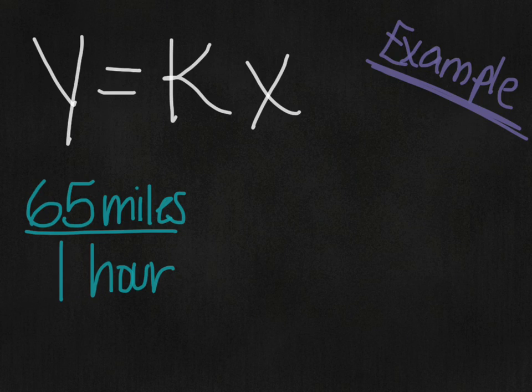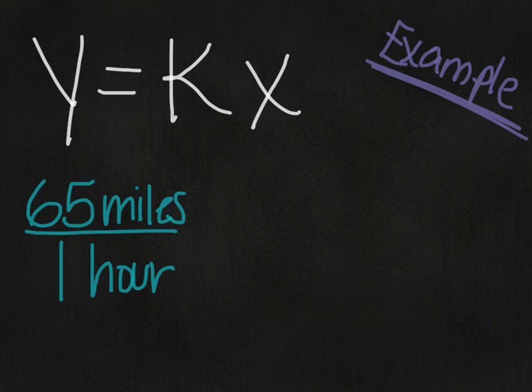So let's do an example. Let's remember our equation. Our equation is y equals k times x, or y equals kx, and k represents the constant of proportionality. So let's take a unit rate. This is a unit rate because the denominator is 1 and it compares two quantities, miles and hours. And our unit rate says 65 miles per hour. And I need to write that as an equation.